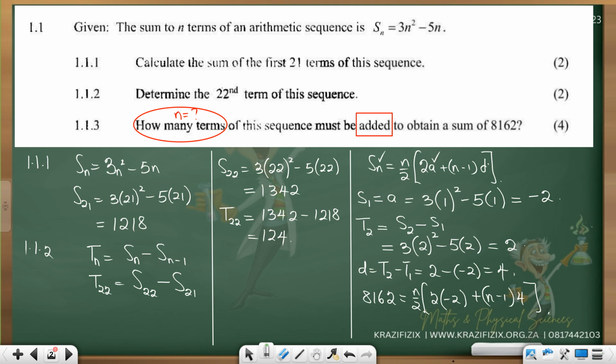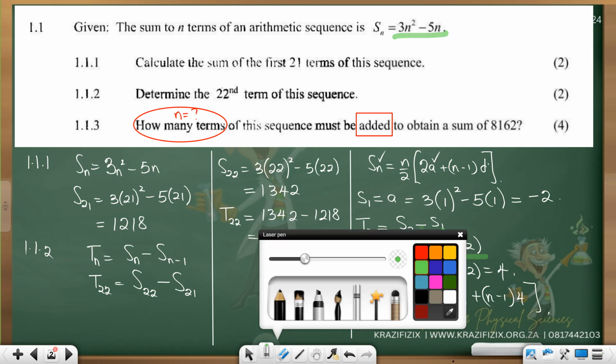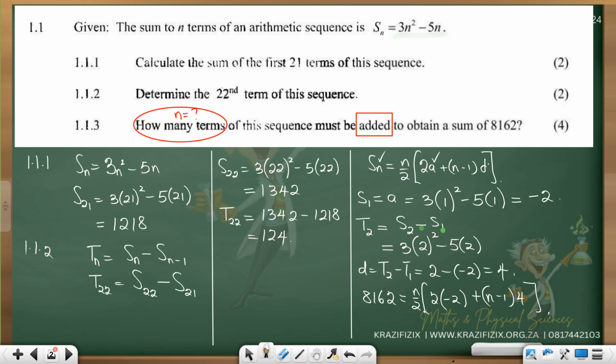There's an error here. Quickly, let's sort out this error. This is S2, right? I'm substituting 2 there. I'm supposed to say minus S1, but I didn't put the minus S1. Minus negative 2. All right.